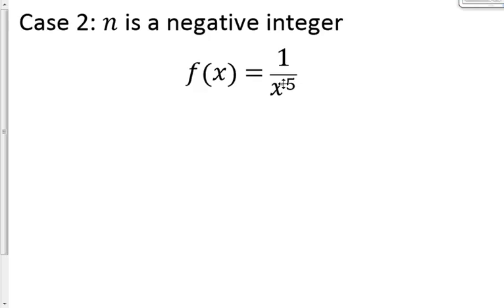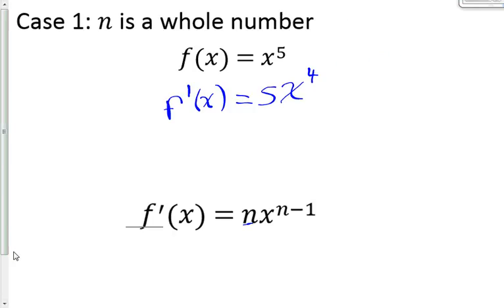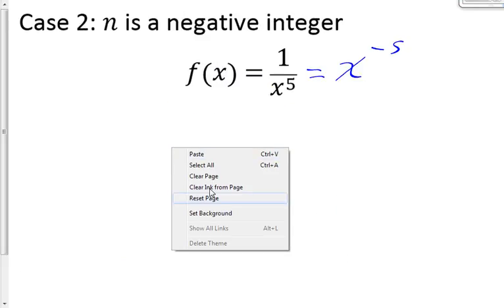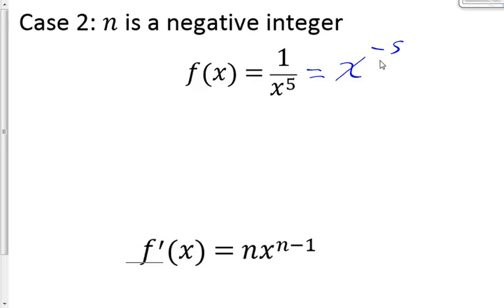So even though the power of x is written in the denominator here, we can still write it as a power of x if we make that power of x negative 5. 1 over x to the fifth is the same as x to the negative 5 power. Those are equivalent statements. And then once again, we have our derivative rule. In this case, instead of positive 5, n is the real number negative 5. That's actually a negative integer.